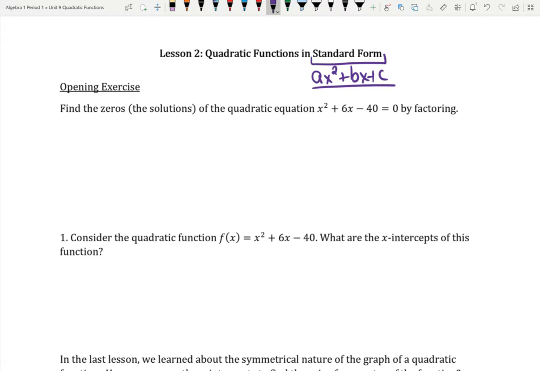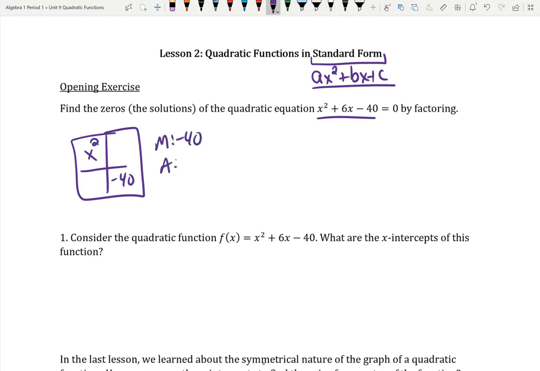So to start us off, find the zeros of this quadratic equation by factoring. So we have to factor this. So I'm going to ask myself, what multiplies to negative 40 that adds to 6? What two numbers multiply to negative 40 that add to 6? Well, one's positive and one's negative. 2 and 20, no. 4 and 10. 10 and 4, the 4 is negative. So 10x, negative 4x. So my factors, this trinomial factors as x plus 10 and x minus 4.